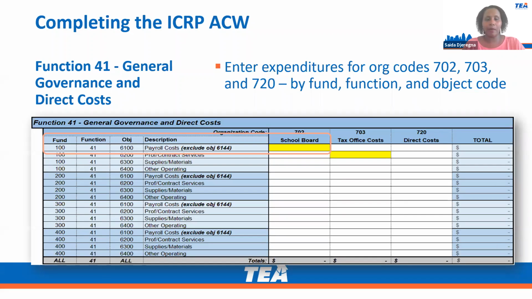The next example will be for line item 2, fund 100, function 41, object 6200 for 703 tax office. In this instance, only 1 query is needed: the query expenditure for fund 100, function 41, object 6200 for org 703. Then you report the amount in the corresponding line item cell.